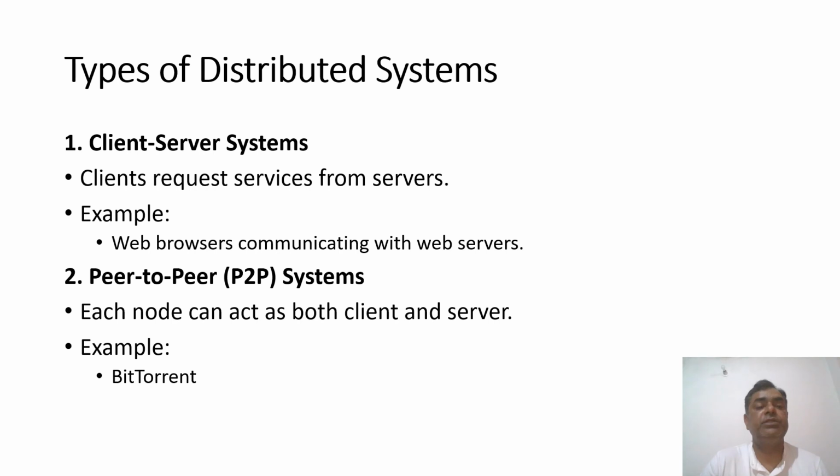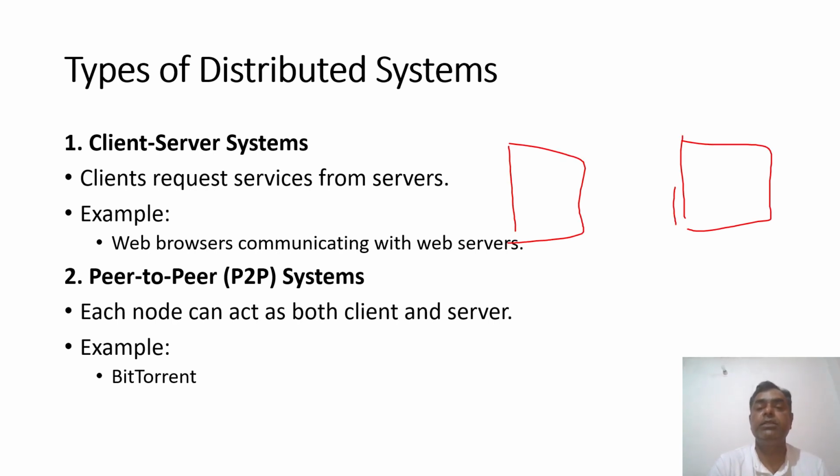The types of distributed systems: client-server system. In this, there is a server and there is a client. The client sends a request to the server and gets the response. That is client-server architecture. An example is your web browser communicating with web servers. Peer-to-peer systems: in this case, every system acts as a client as well as a server.